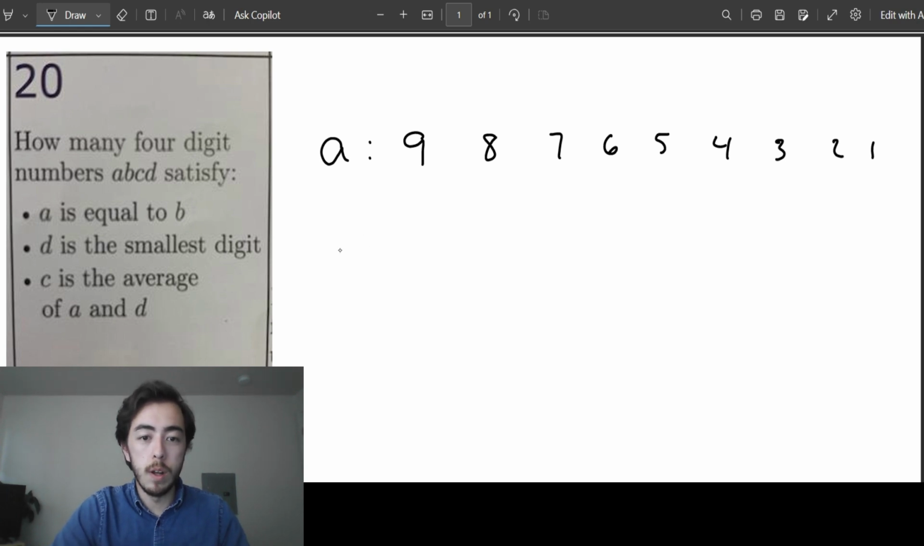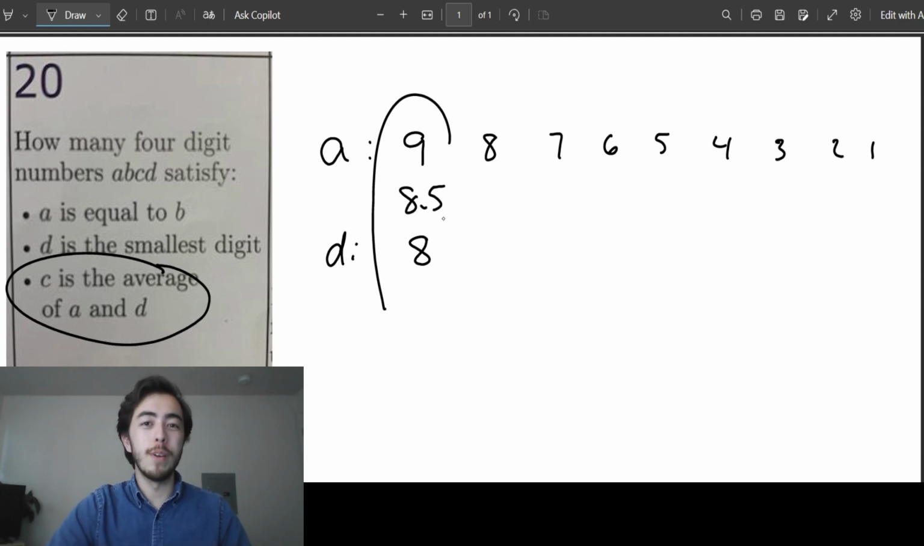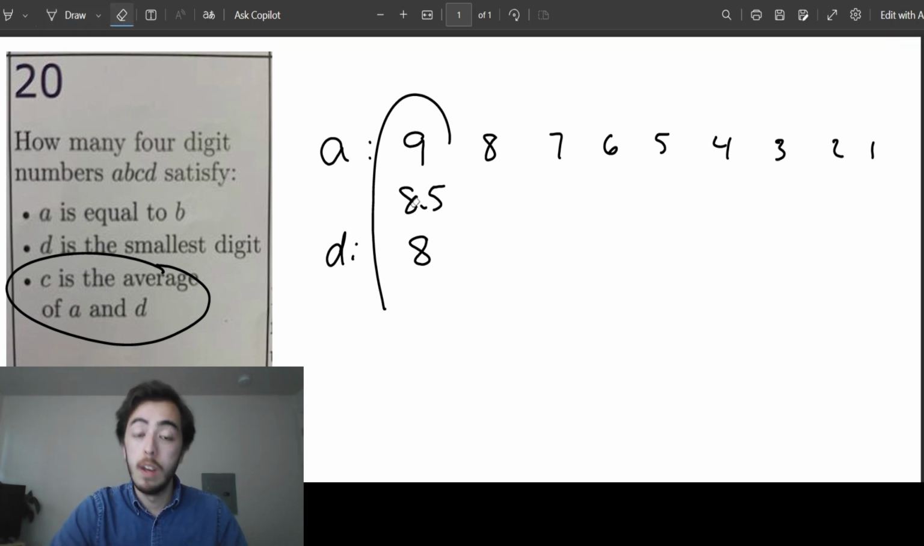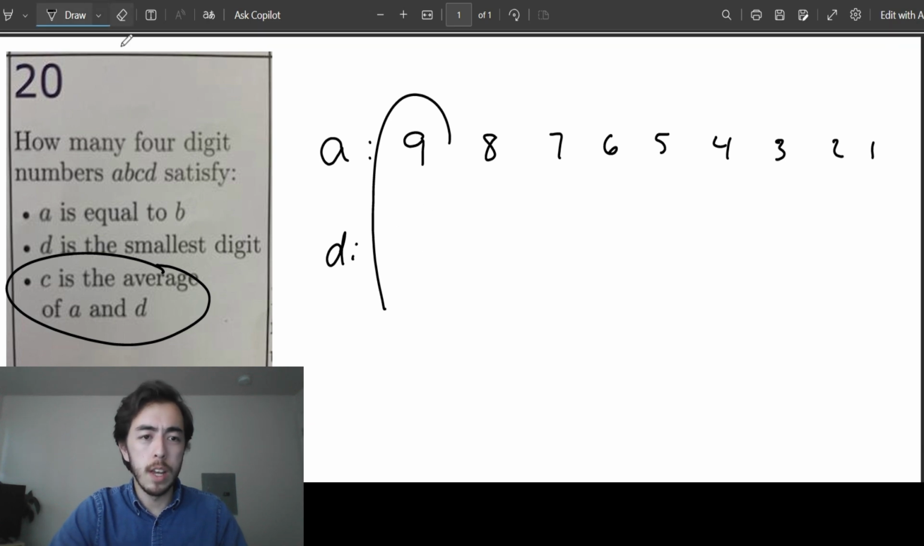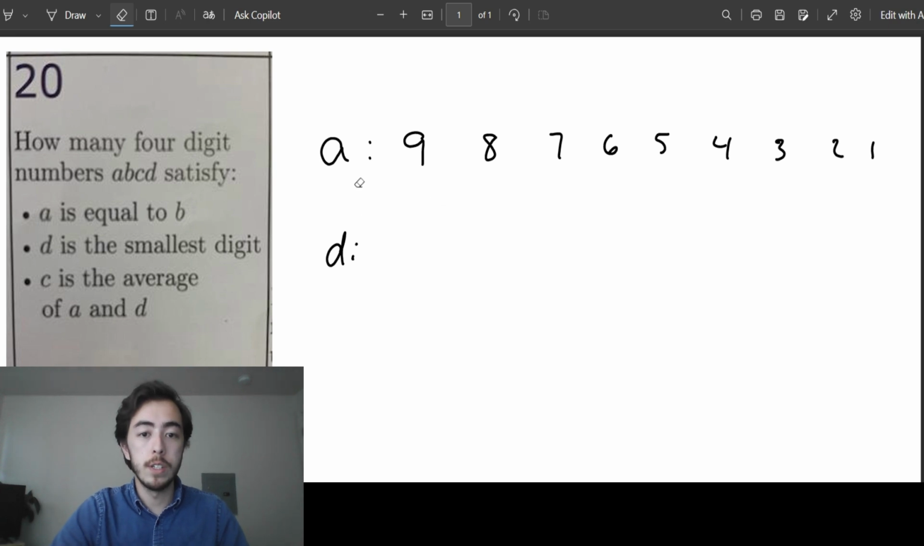And then D is the smallest digit. So I actually know if A is 9, D can't be 8, because then once I take the average of A and D, I'll get 8.5, and 8.5 isn't a digit. I need this average to be a whole number. Oh, and in fact, if I choose any even number here, like if I choose 9 and 6, and I average that, that's 7.5. And so in the case that A is 9, D can't be even, or else we don't get a digit for our average.